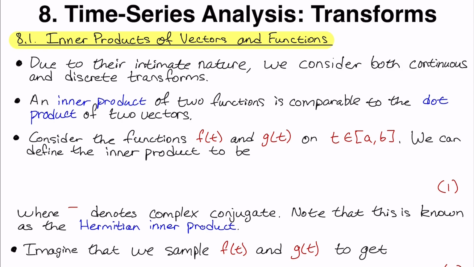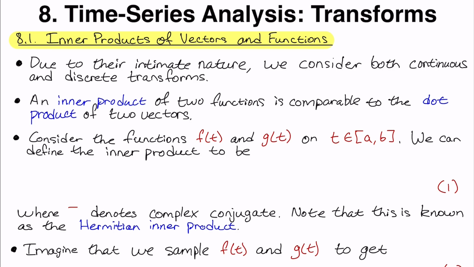All right, so we're going to start by just talking about what inner products are for both vectors and functions. And we're going to consider both continuous and discrete transforms because they're very much related to each other. You really need to understand both to understand what's going on, and that's why we're going to do both vectors and functions.